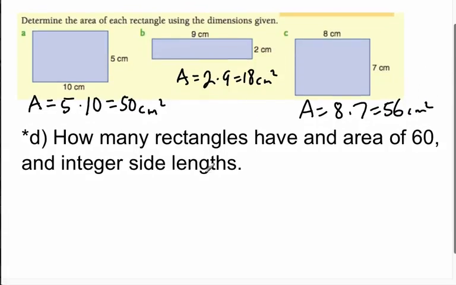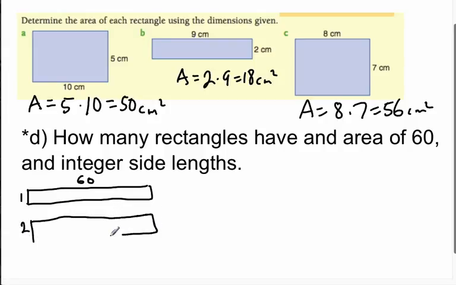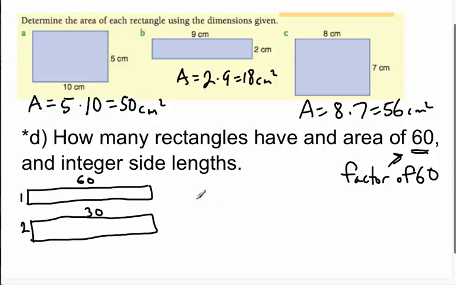Okay, and we have a little bit of a trickier problem here now. How many rectangles have an area of 60 and integer side lengths, so no fractions for side lengths? Okay, so to get an area of 60, well, we can have a 1 by 60 rectangle. That'll give us an area of 60. We can have a 2 by 30. That'll give us an area of 60. So how do we figure out how many of these there are? Well, you need to look at simply the factors of 60.